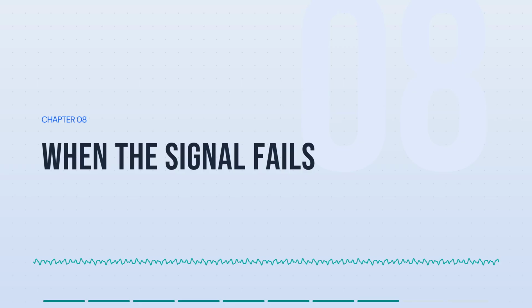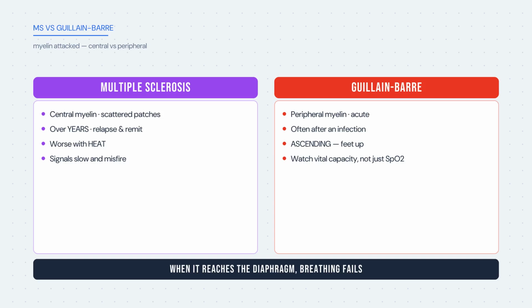Chapter 8, when the signal fails. Remember the myelin, the insulation on the wire. 2 diseases attack it.